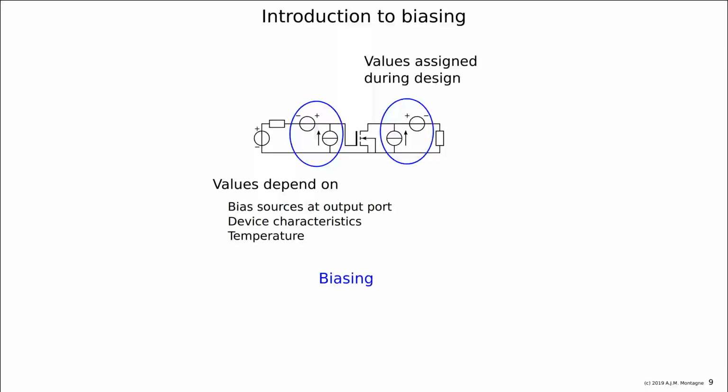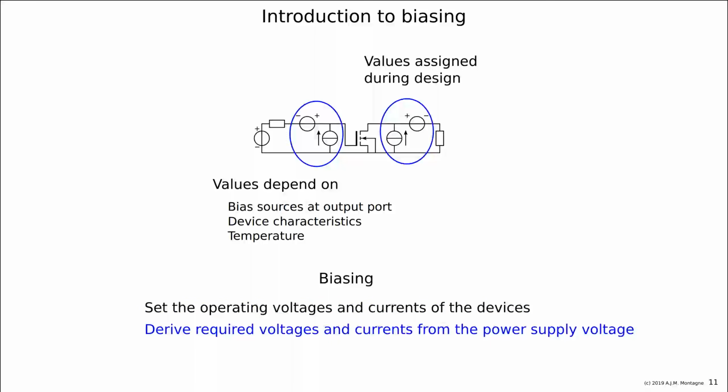Biasing is about designing these sources, so set the operating voltage and currents of the active devices, and of course, derive them from the power supply voltage. Because here we have studied this in the first or the second lecture already. Here we have four sources that can deliver energy if necessary, but at the end we only have the power supply. And the four sources that are shown here have to be realized with passive elements, and the currents and voltages have to come at the end from the power supply voltage.